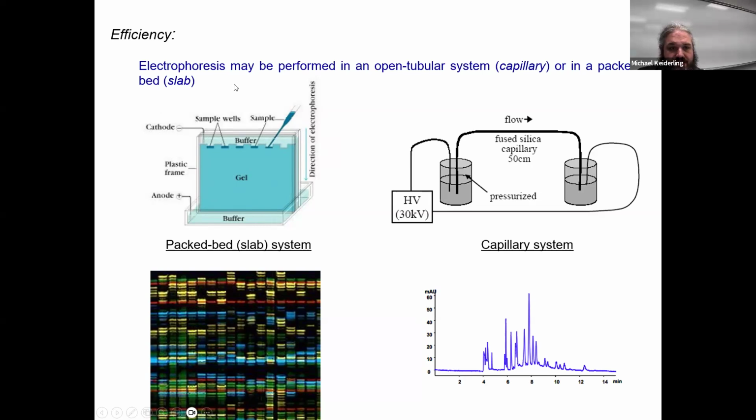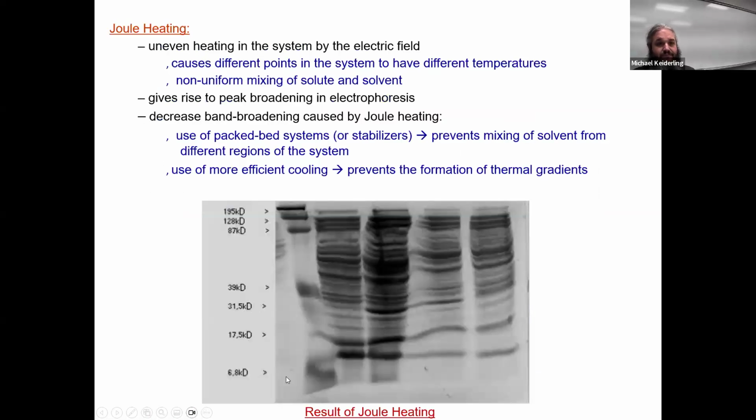So it can be performed in an open tubular system where you're driving it through a fused silica capillary, and it comes out over time. So you're detecting how it comes out over time. Or a packed bed system where you're running it generally through a gel. Electrophoretic gels are commonly done. This is more common in biological analysis. You have several different sample wells and you look at the progression through the gel.